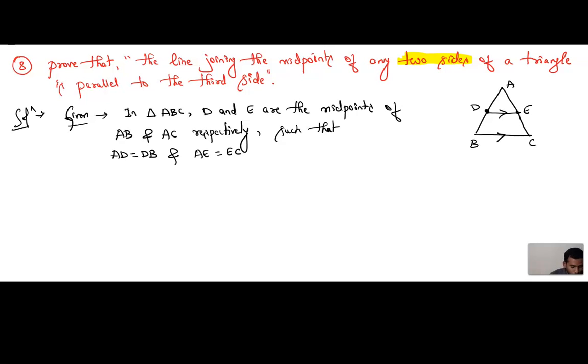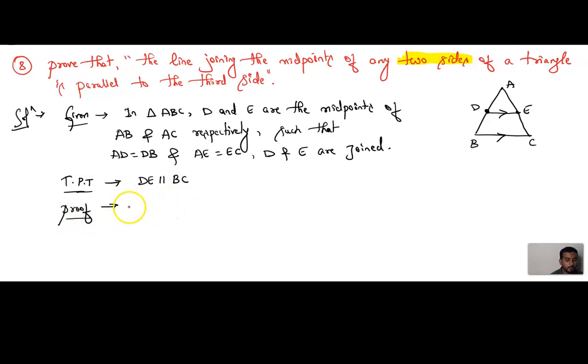Now what are we supposed to prove? To prove: D and E are joined. We are joining the points D and E. Here we should prove that DE is parallel to BC. Now shall we prove? Proof.